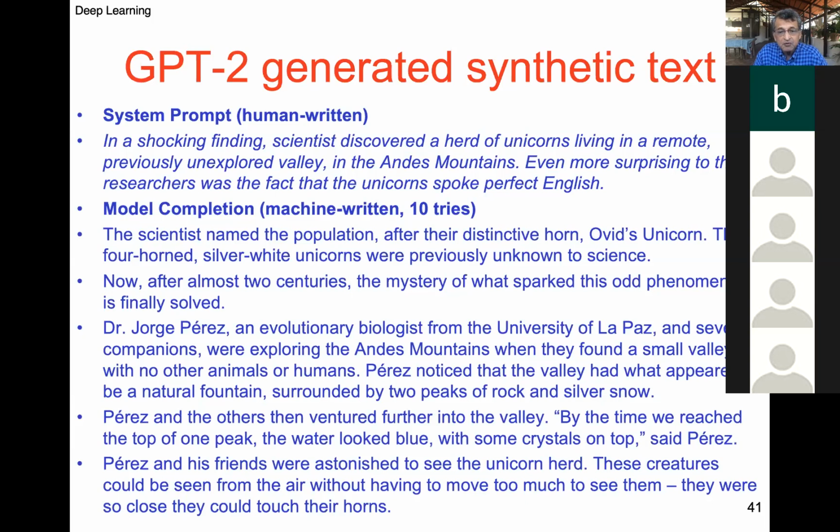The scientist named the population after the distinctive horn, Ovid's unicorn. Four-horned silver-white unicorns were previously unknown to science. Now, after almost two centuries, the mystery of what sparked this odd phenomenon is finally solved. Dr. Jorge Perez, an evolutionary biologist from the University of La Paz, noticed that the valley had what appeared to be natural fountains surrounded by two peaks of rock and silver snow. Perez and others further ventured into the valley. By the time we reached the top of one peak, the water looked blue with some crystals on top, said Perez. Perez and his friends were astonished to see the unicorn herd. These creatures could be seen from the air without having to move too much to see them. They were so close they could touch their horn.